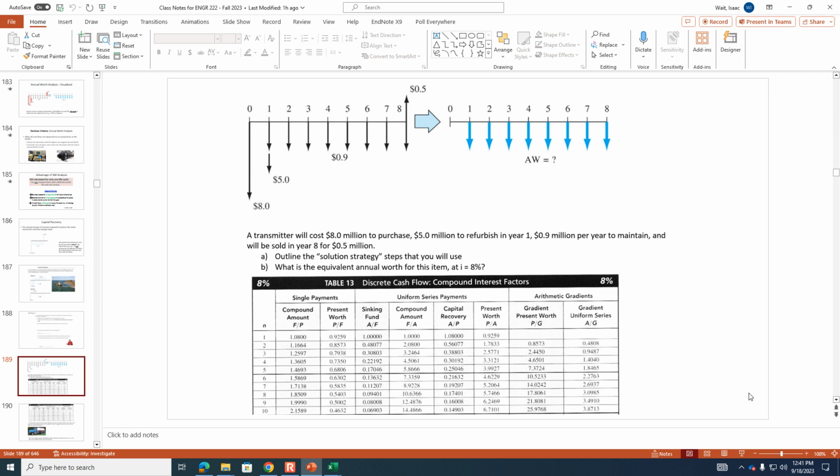Okay, the next problem in the handout that I've given you says that we've got a transmitter that costs $8 million now, $5 million to refurbish in year 1, and $0.9 million worth of annual operating expenses are already known, then there's a salvage value of 0.5. So find out what is the annual worth equivalent of this, and I provided the 8% table. We've already kind of talked about the strategy for this one. Go ahead and execute that strategy. Calculate the net annual worth.